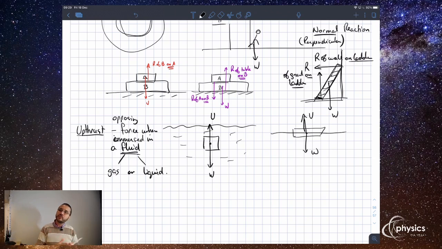But in other situations, for example, a hot air balloon, the upthrust is very important. It's the upthrust which drives the hot air balloon upwards, or which controls the hot air balloon to go downwards. With a balloon filled with helium, again, the upthrust is very important. It's the upthrust which makes the helium balloon move upwards.